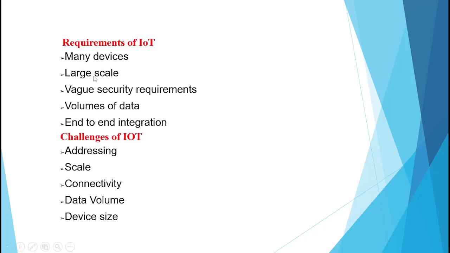Next, coming to the requirements of IoT, many devices means we can connect many devices that are connected to the internet. Next, large scale. Large scale means the scale is increasing, means software gets more advanced day by day. Coming to the security requirements, security is very important when it comes to the IoT.